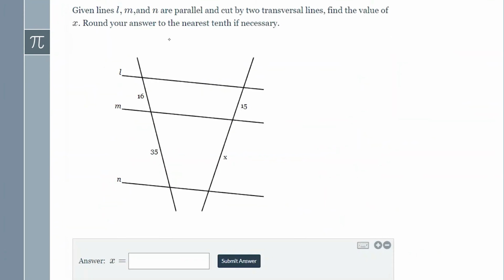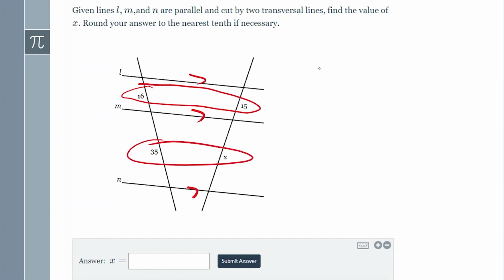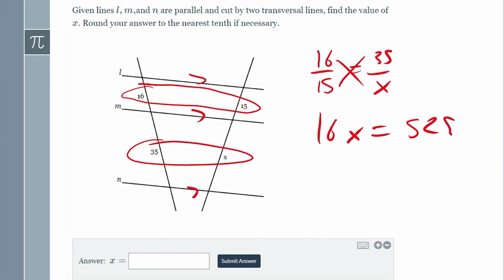Okay, so here's an example right from Delta Math. Given lines L, M, and N are parallel. Okay, so parallel, parallel, parallel. And cut by two transversals. Find the value of x. Well, these two intercepted segments are in the same proportion as these two intercepted segments. So 16 is to 15 as 35 is to x. Cross multiply and divide. And then divide by 16.